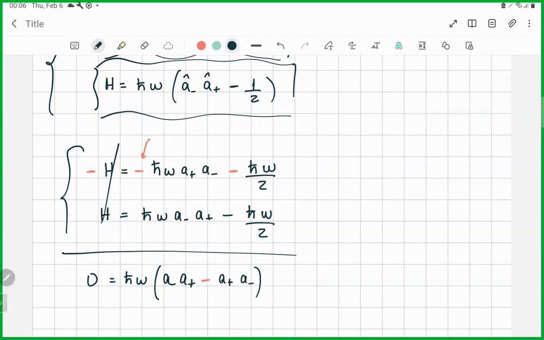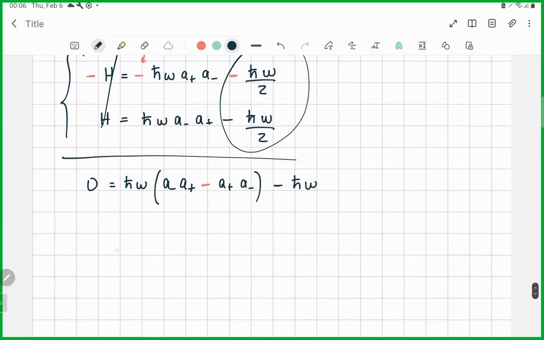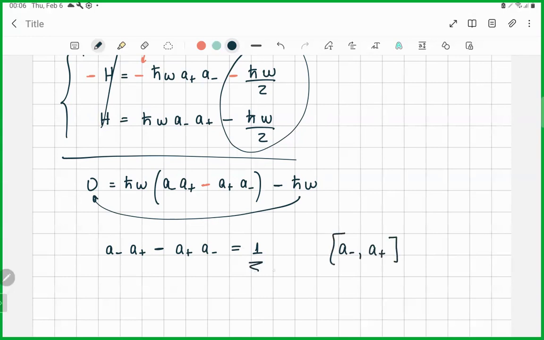And now this last term, these are really numbers, but both have the same sign, right? So minus h bar omega. Okay, so what we got here, well, you see that the h bar omega can cancel, right? So we have a minus a plus minus a plus a minus equal to 1. I pass this to the other side. So equal to 1. So the question that I had asked, what is the commutator between a minus and a plus? Well, now you know, it's just 1.